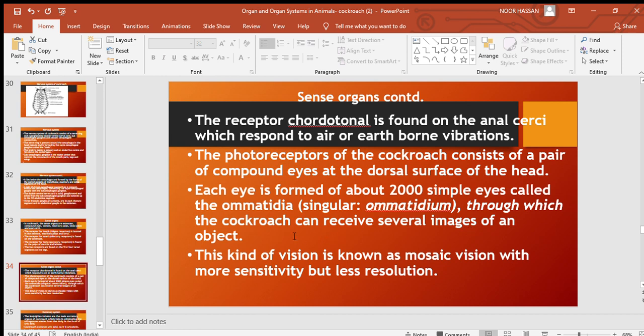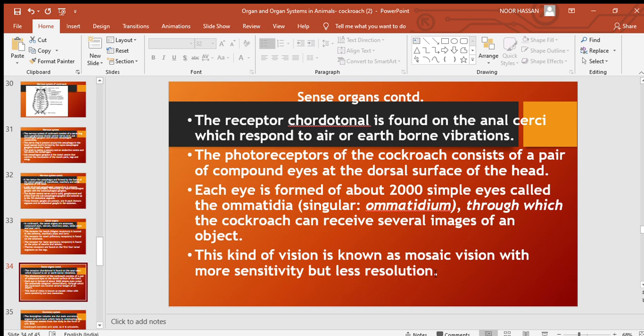of an object. Because of this compound eye, which is divided into simple units called ommatidia, cockroaches can receive several images of an object. This kind of vision is known as mosaic vision, with more sensitivity but less resolution. Due to this number of simple eyes, the kind of vision in the cockroach is known as mosaic vision, with more sensitivity but less resolution.